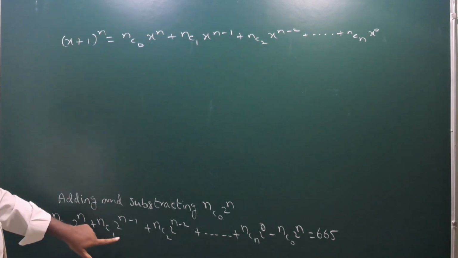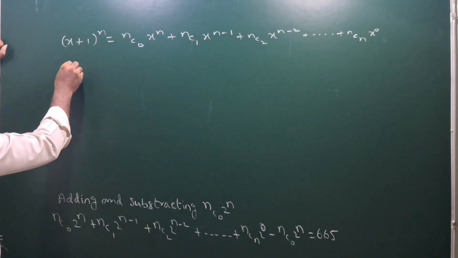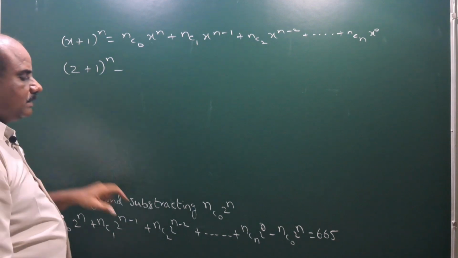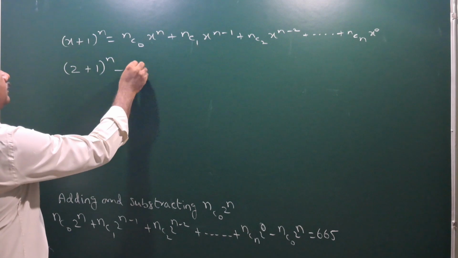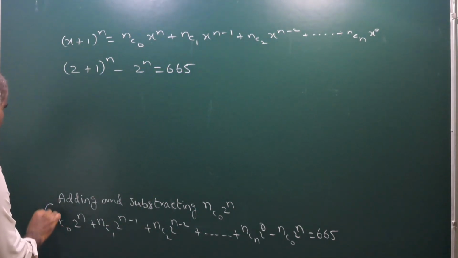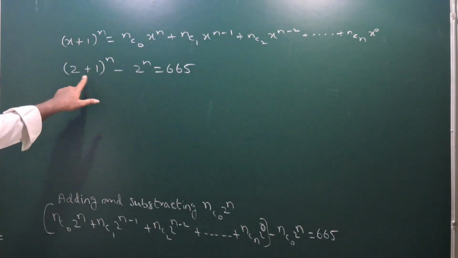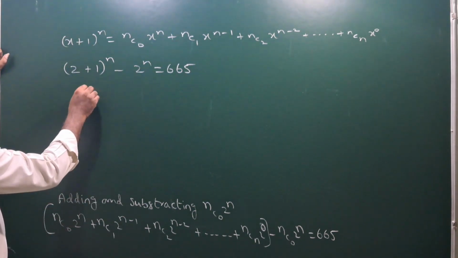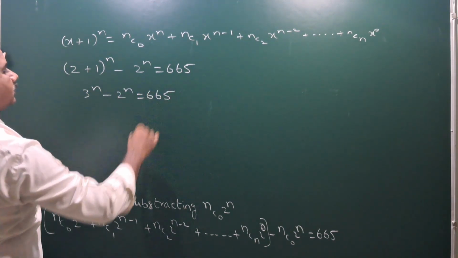Comparing these two expansions, the binomial for this expansion is (2 plus 1) whole power n, minus NC0, which we know is equal to 1, into 2 power n. So 2 power n is equal to 665. From NC0 2 power n to NCN 2 power 0, this is all equal to (2 plus 1) whole power n. So this is equal to 3 power n minus 2 power n, which is equal to 665.